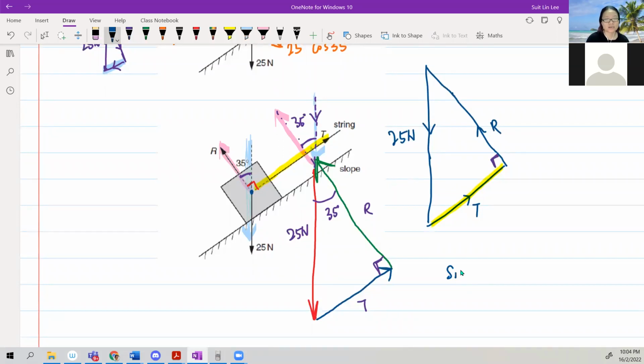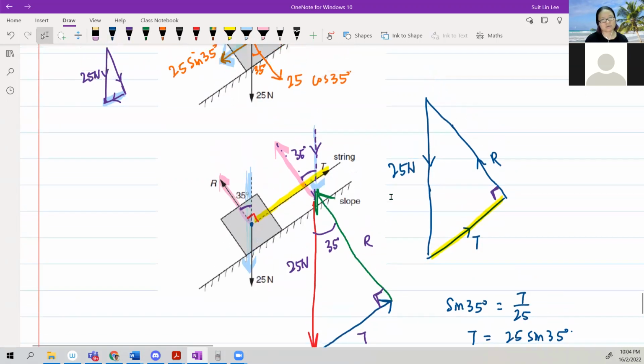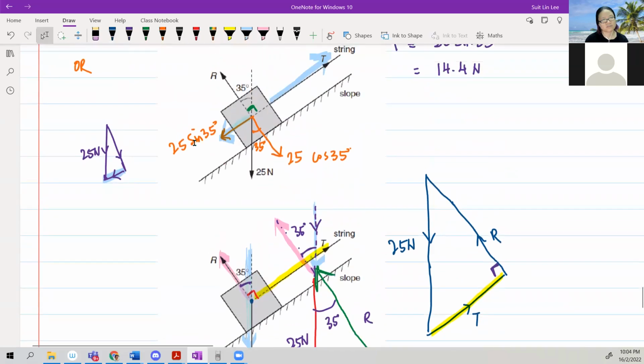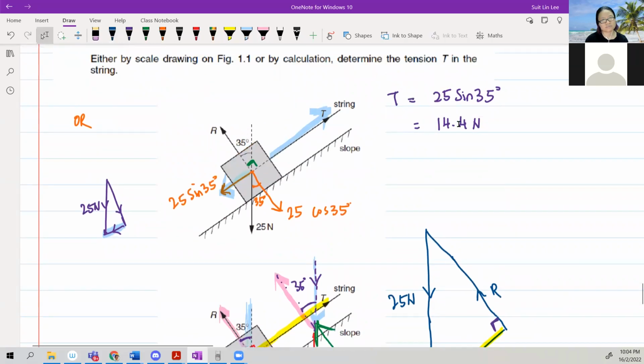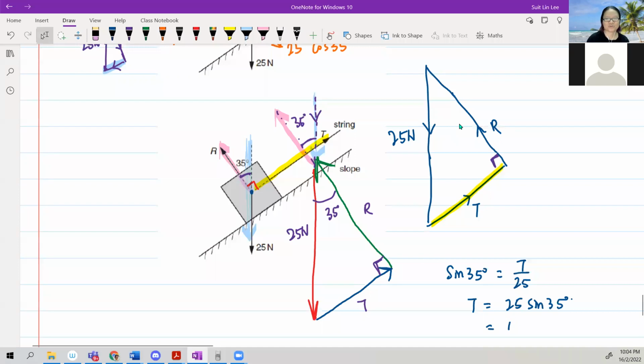So I can say sine 35 degrees is T over 25. So T would be 25 sine 35. This sine, right beside opposite. Yeah, am I geometrically challenged? Sine 35. Yes, 25 sine 35. So 14.3.